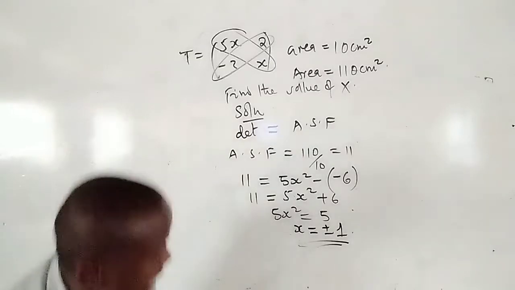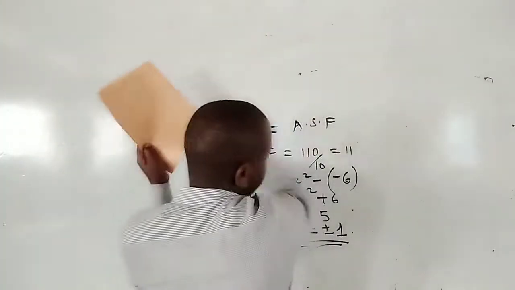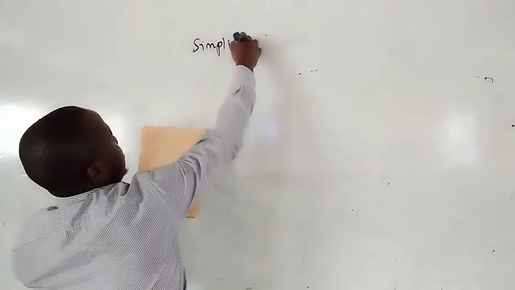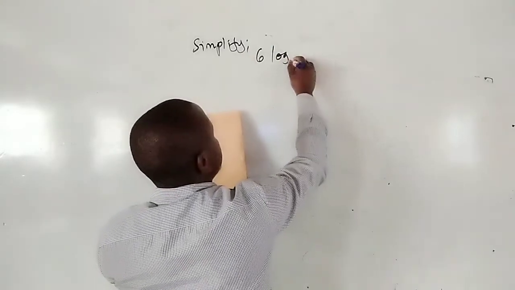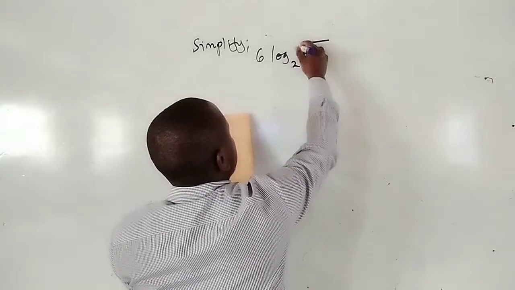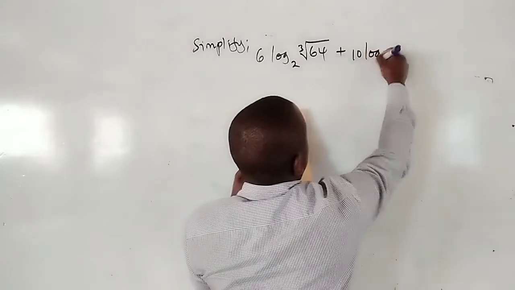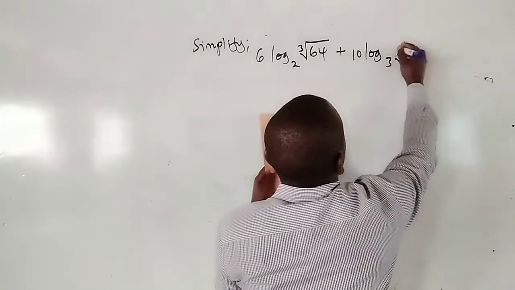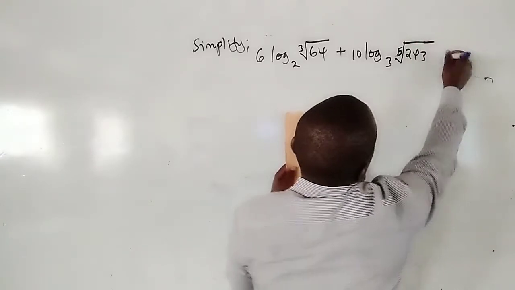Now, again, a question on logarithms, which says, without using mathematical tables or calculators, simplify this one: 6 log base 2 of the cube root of 64, plus 10 log base 3 of the fifth root of 243.